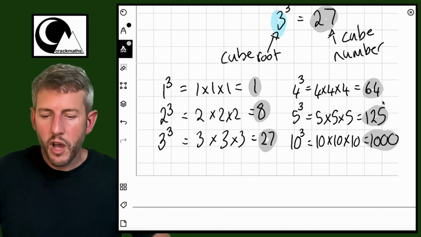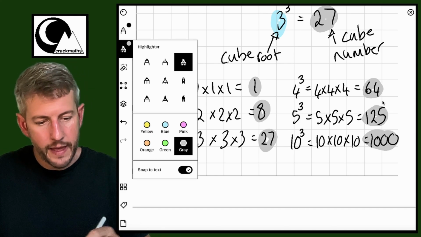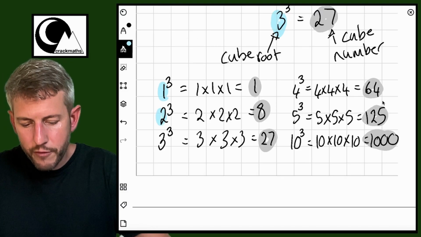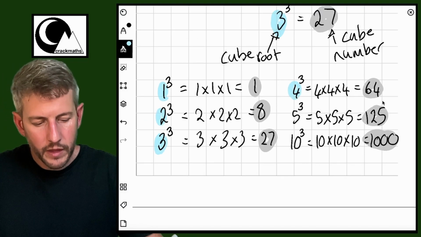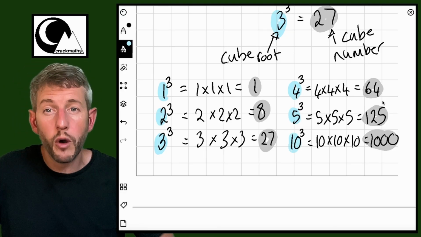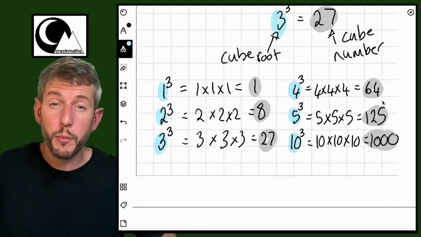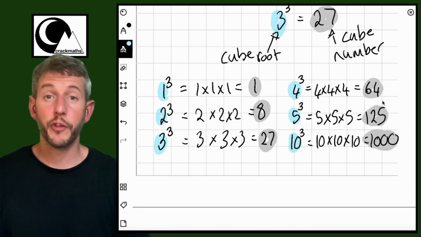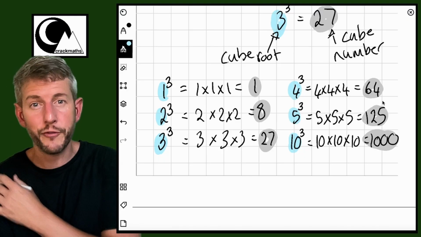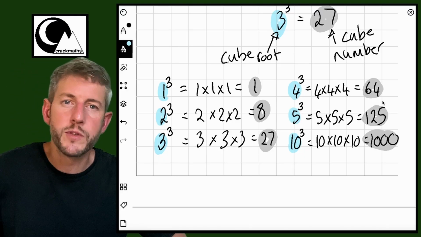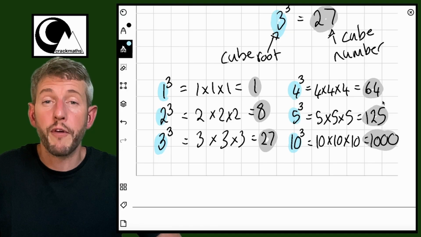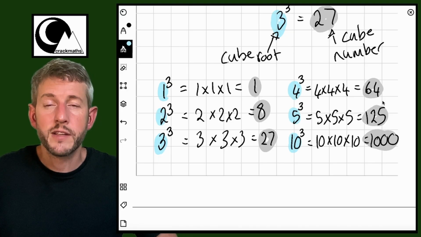So it's worthwhile taking a look at these, and let's get the blue here just to highlight the roots. These are the roots of these numbers. So the cube root of 1 would be 1. The cube root of 8 would be 2. The cube root of 27 would be 3. The cube root of 64 would be 4. The cube root of 125 is 5. And the cube root of 1000 is 10.